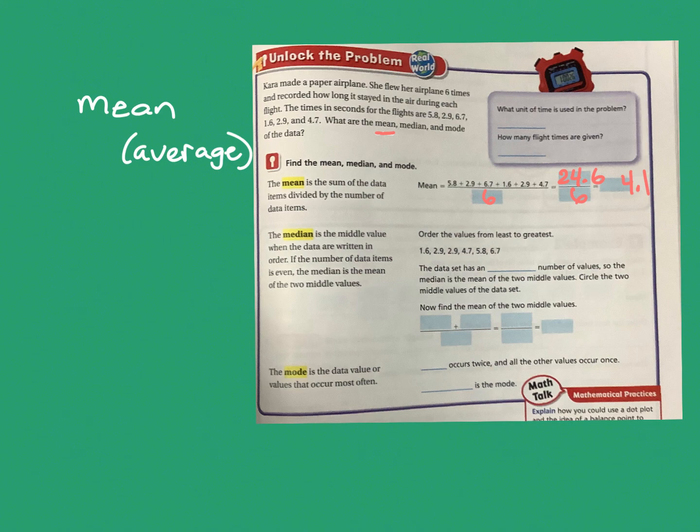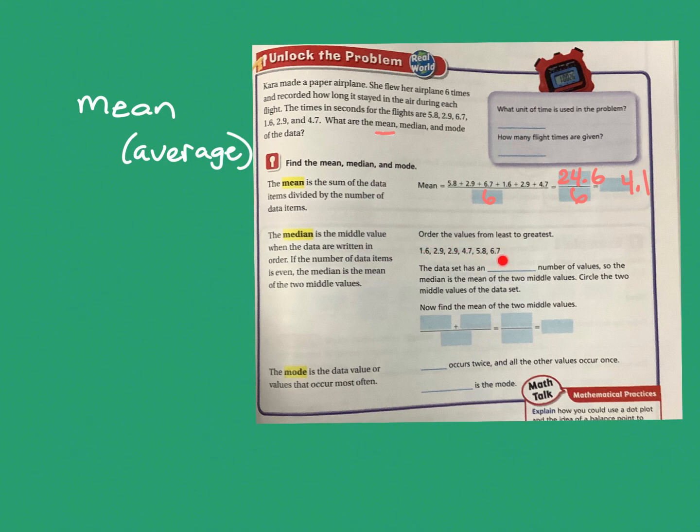So what you would do, the median is the middle value when the data are written in order. So the first thing we have to do is order all of our data pieces from the smallest little bitty one and work our way up to the biggest one. And once we have our biggest one, they ordered it. They took all of these data and they did the little one, 1.6, then 2.9, 2.9 again, 4.7, 5.8, and 6.7 being the highest value.